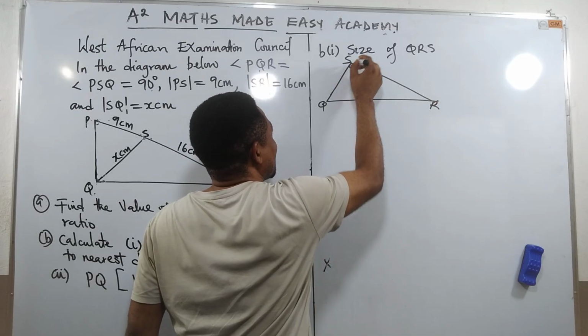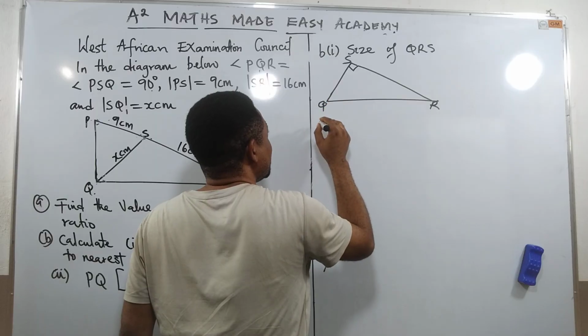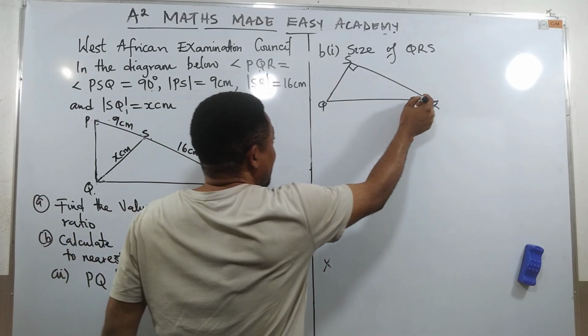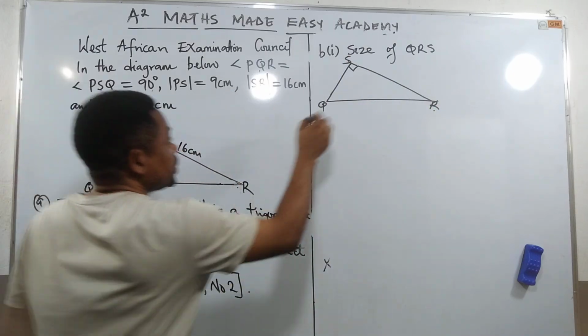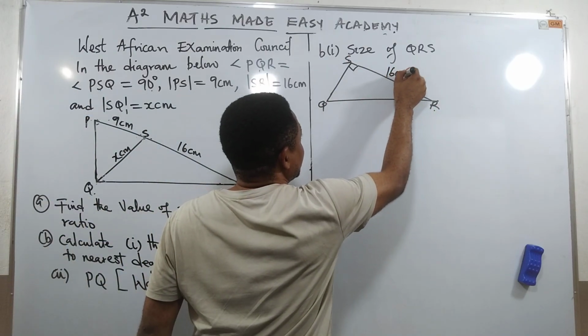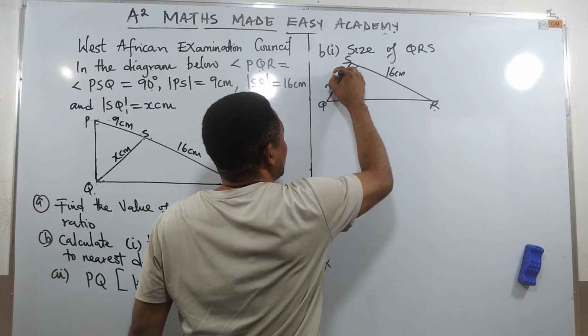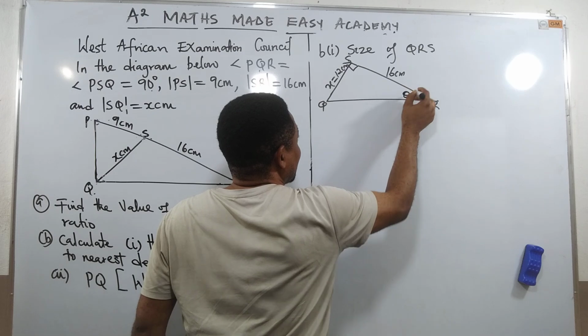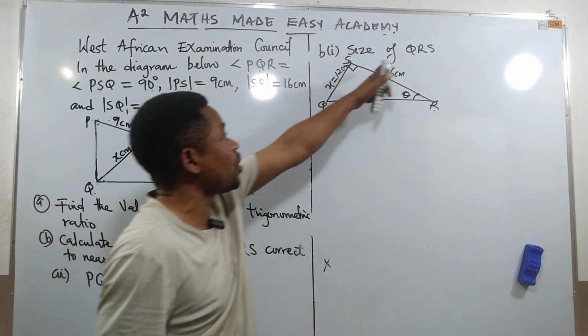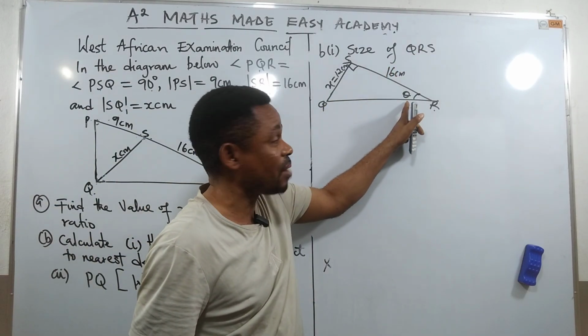Now we have already known this as 90 degrees. Are you with me now? Then again, from X to R, the value is 16 cm. And this one is already X, and we have gotten that X is 12 cm. Then let's call this angle theta. That is what we are looking for, the size of Q arrow X. This is the angle. Am I communicating?